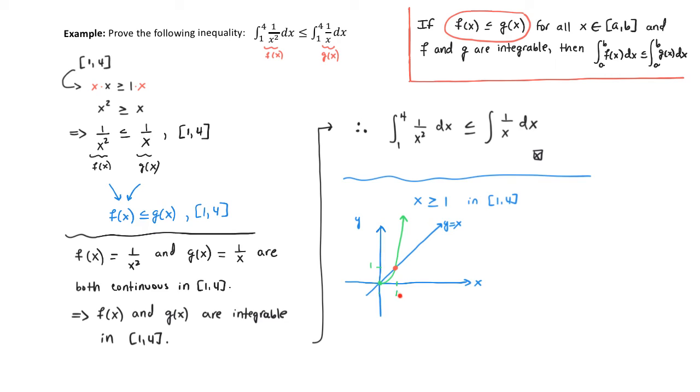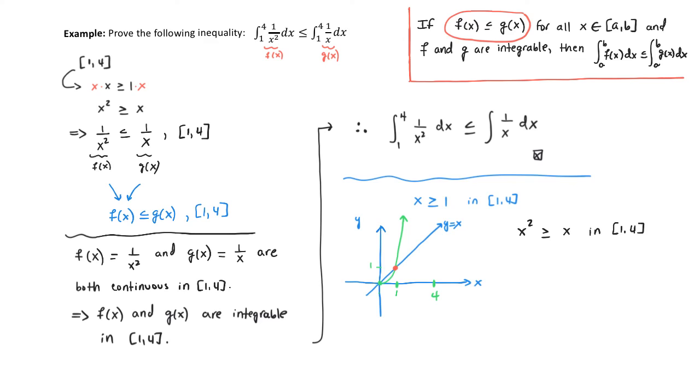And then as soon as x is greater than 1, in other words, if I focus on the interval from 1 to 4 right here, I want you to notice how x squared is completely above y equals x. x squared is above x. So then, just by looking at the graph, you can convince yourself that indeed x squared is greater or equal than x in the interval from 1 to 4.